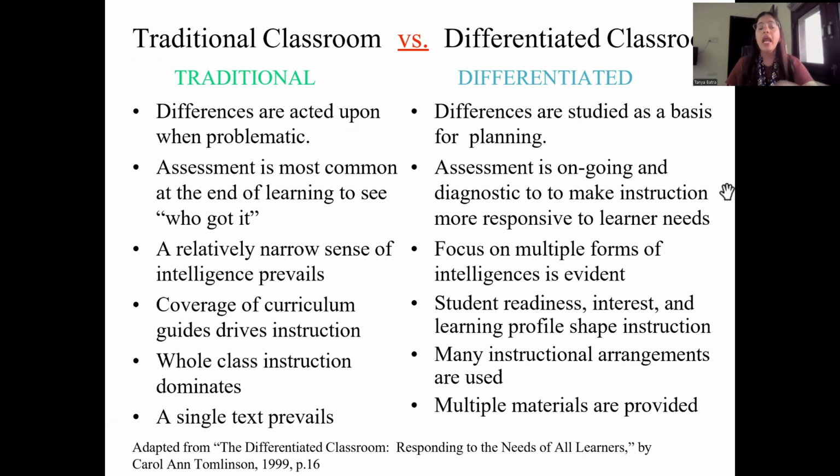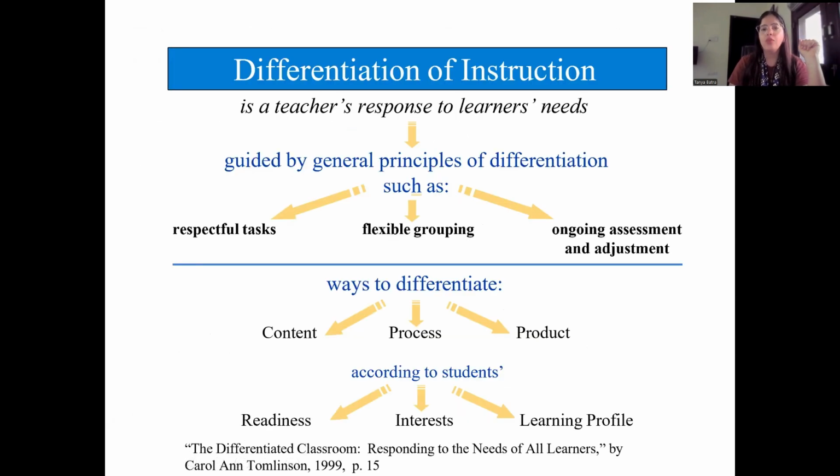A single text prevails in the traditional classroom, while multiple materials are provided in the differentiated classroom. Only a single text, one method of teaching, one instruction, one category of materials is used in traditional classrooms. So this was the difference. Now, jumping on to the next slide.